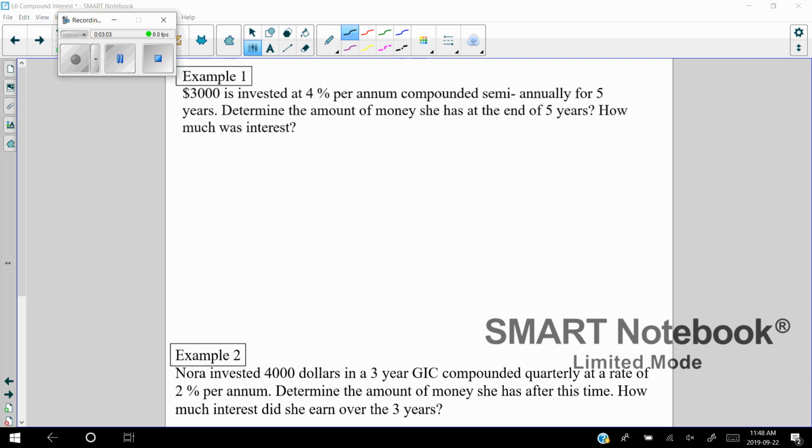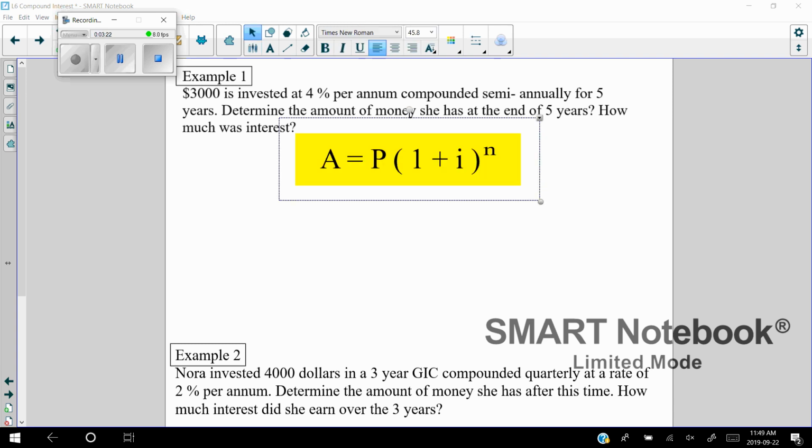So let's start our first example. $3,000 is invested at 4% per annum, compounded semi-annually for 5 years. Determine the amount of money she has at the end of 5 years. How much was interest? So I copied the formula, but do know that you will have to memorize it. The more you use it, the better you'll get at it. So A equals P times (1 plus i) to the power of n.